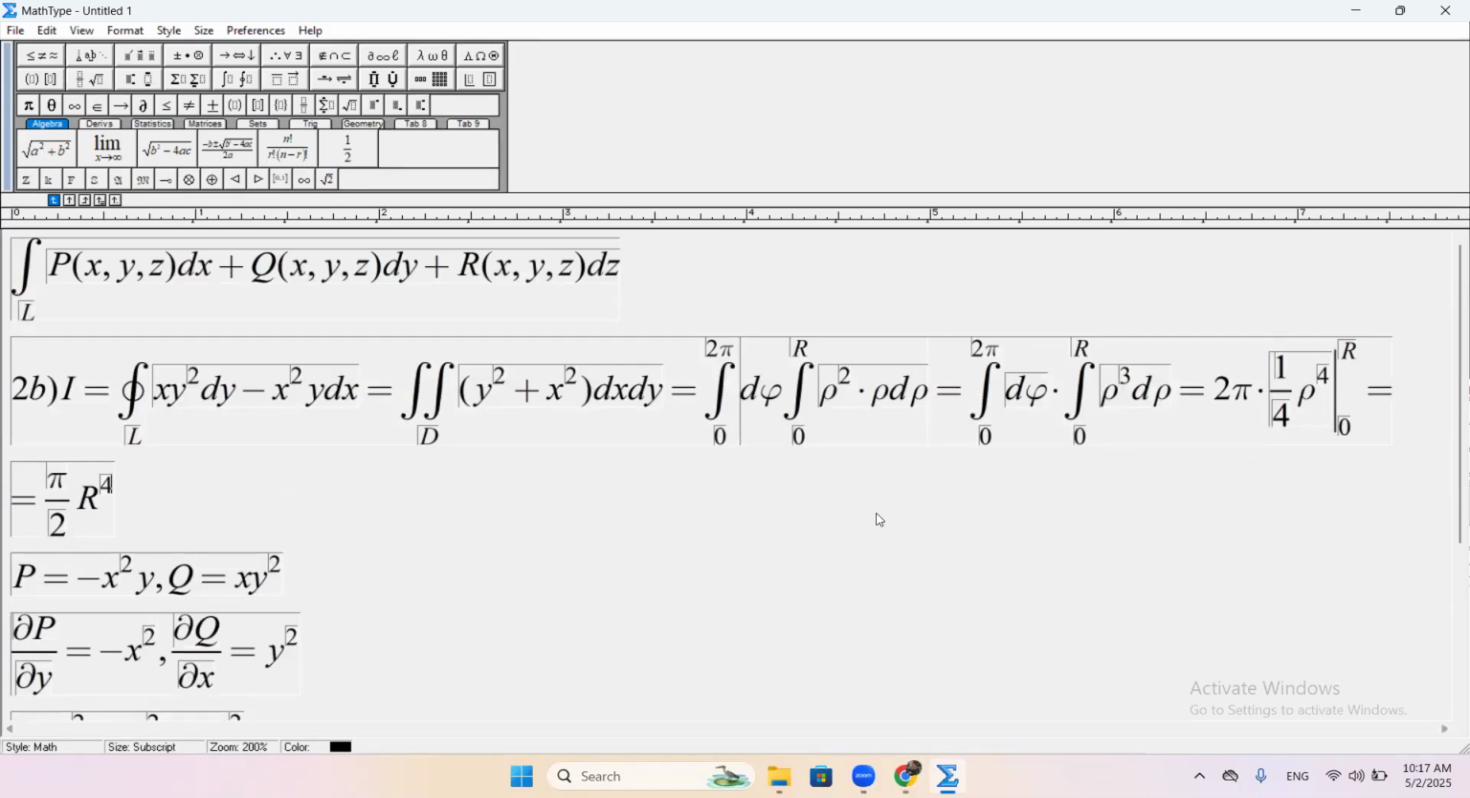Any questions about this exercise? No questions. Okay, if no questions, let's have a break for 5 minutes, and after that we will continue solving other interesting tasks.